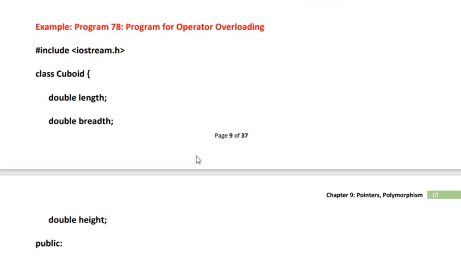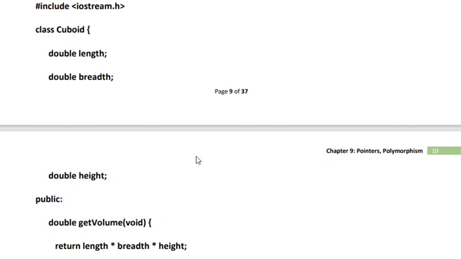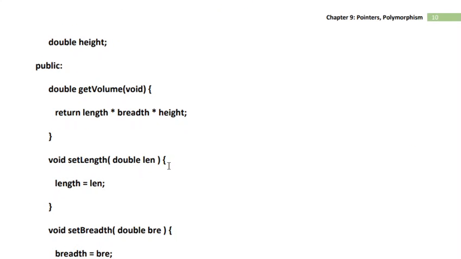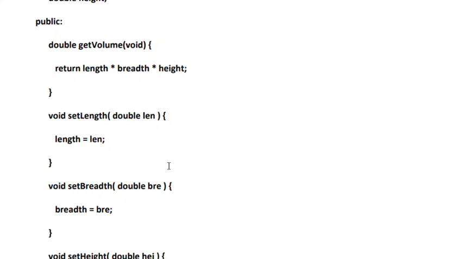Now let us try to understand operator overloading with the help of a very simple example. Here we have declared a class cuboid where we have the data members length, breadth, and height. And we have member functions like get volume, which is capable of determining the volume of the cuboid, that is, the product of length, breadth, and height.